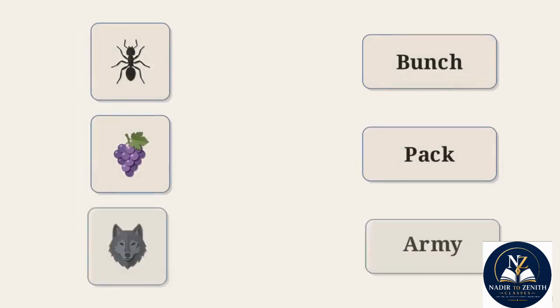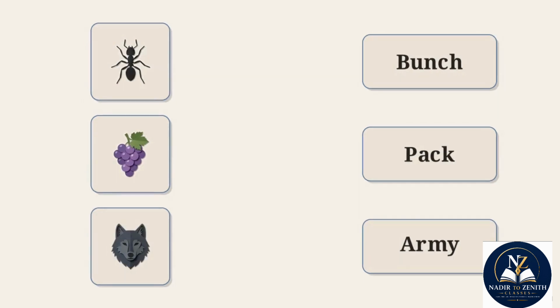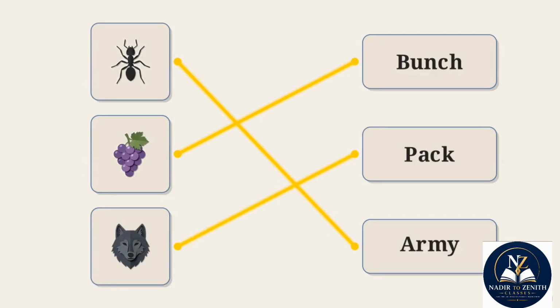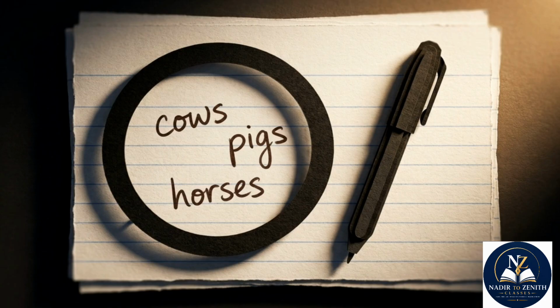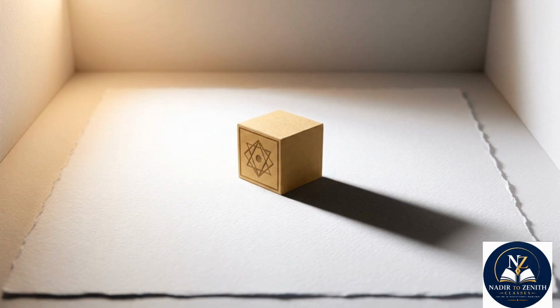Let's test your matching skills. Draw lines on your paper. Ants belong to an army. Grapes form a bunch, and wolves travel in a pack. These collective nouns act as a grammatical container, turning a chaotic multitude of things into a single manageable unit. When we deal with quantities, we start with singular nouns. This simply means there is exactly one isolated item.